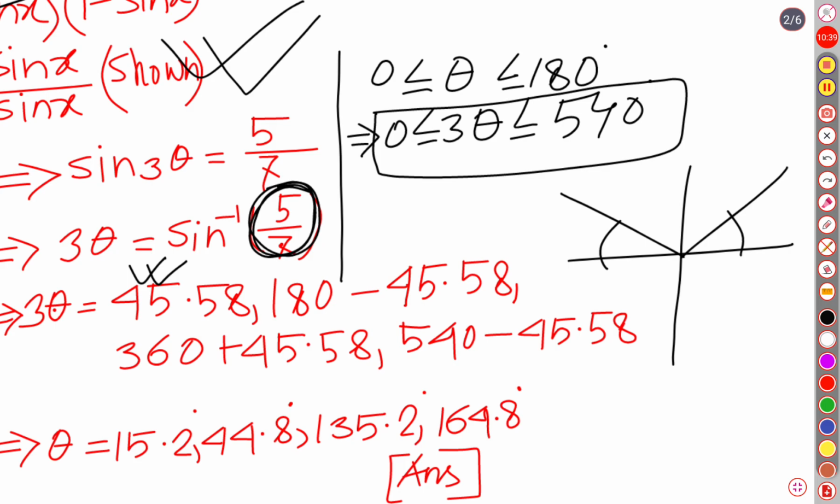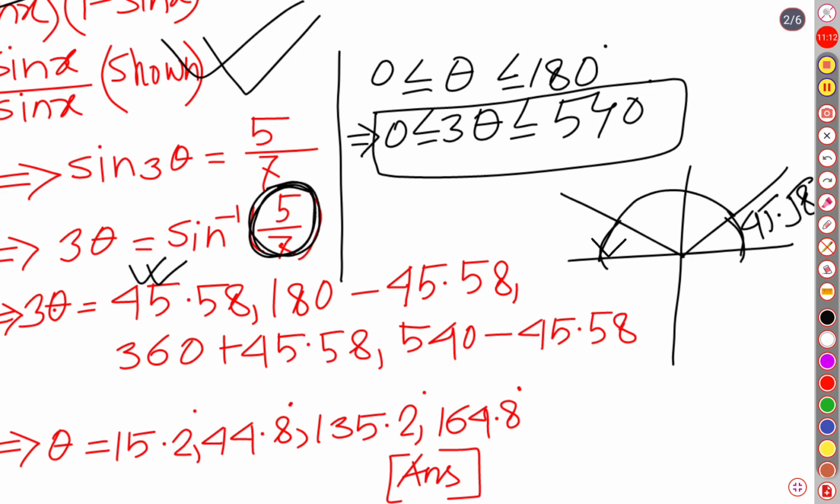Either the angle is this, and the measurement of the angle we have already found using the calculator, 45.58. Well, now either the angle will be this portion or the angle will be this portion in the anti-clockwise direction.